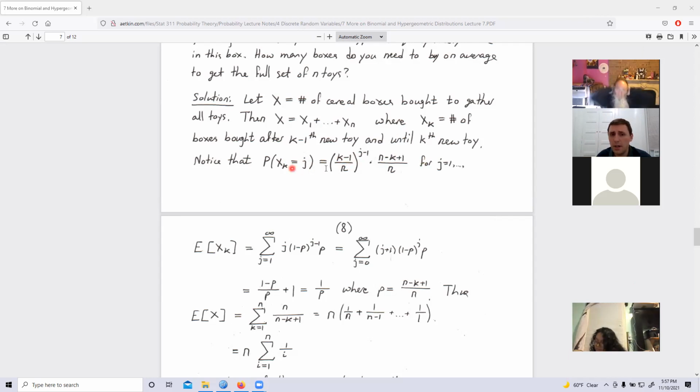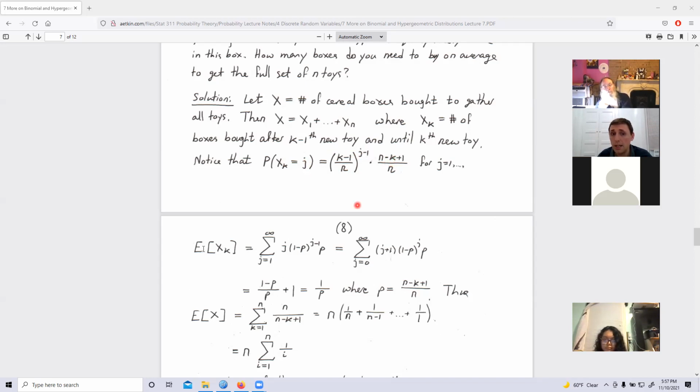I think in my notes I made it differently. j means that I also include the last box, you see. So it's not exactly geometric, though it's very close to it. Here I'm assuming that I count all the boxes, not just the boxes until the success, but I decided to count both failures and success. It's very similar, right? So j boxes in total, and the last one of them is the new toy. So that means ((k-1)/n)^(j-1), and this is the probability of the success on the last trial.